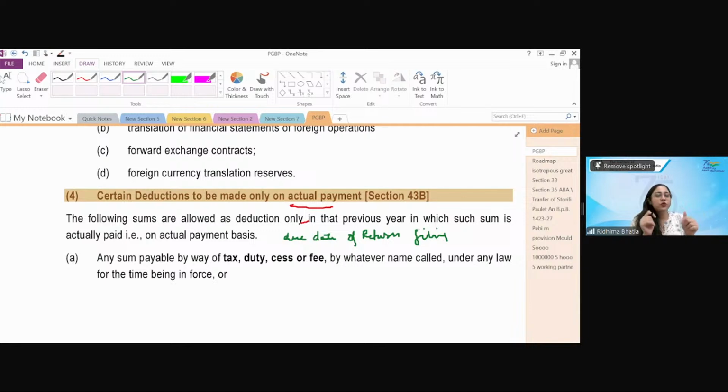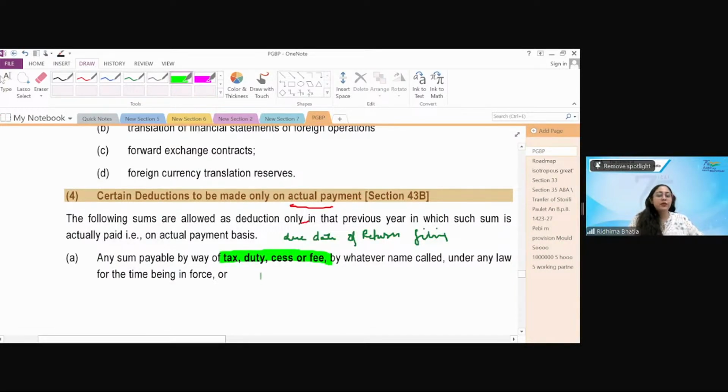Now, as a tax auditor, you will go to the payable list and you will see what all expenditures are there or what all items are there as standing payable. If those expenditures are from this list, you will disallow them. And this works otherwise also from exam perspective. Now, 43B में what all are covered here? Simply tax, duty, cess or fee.